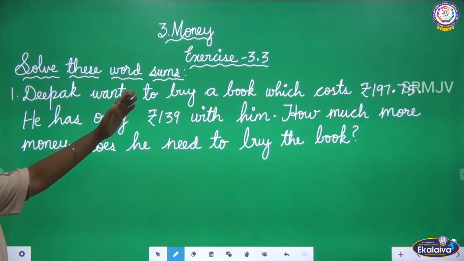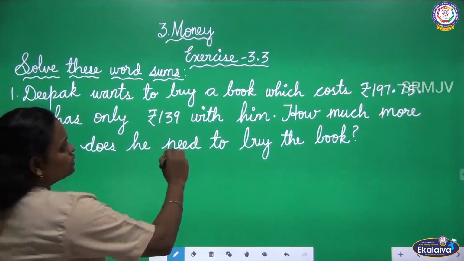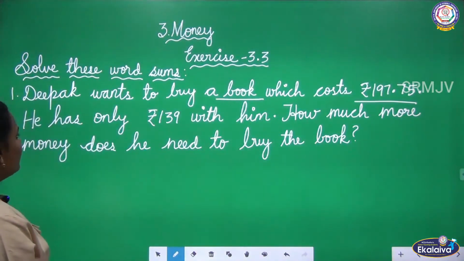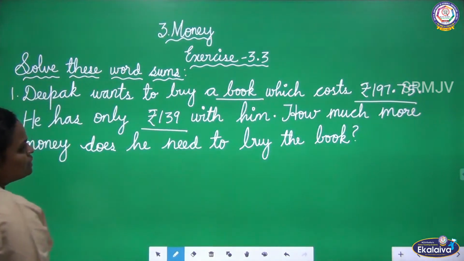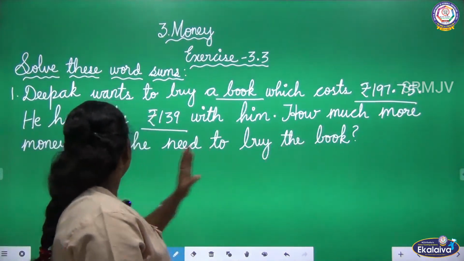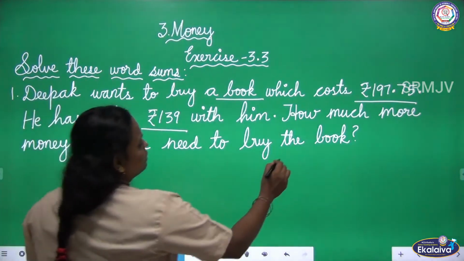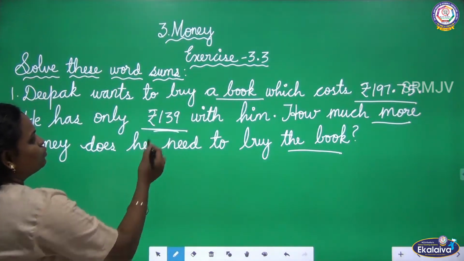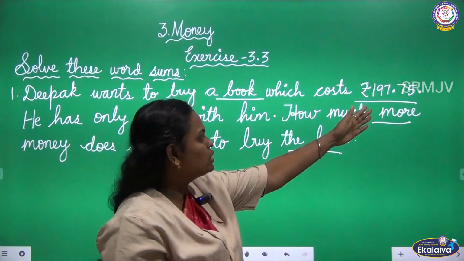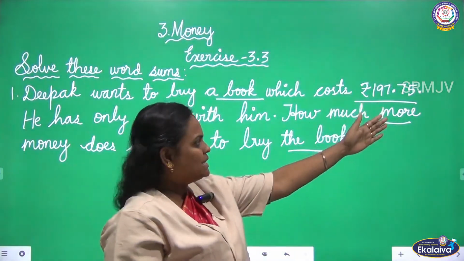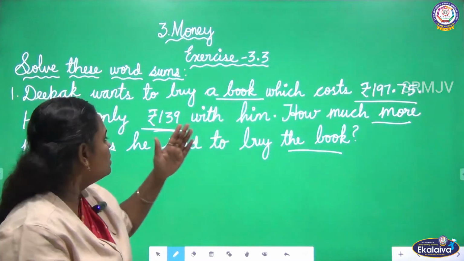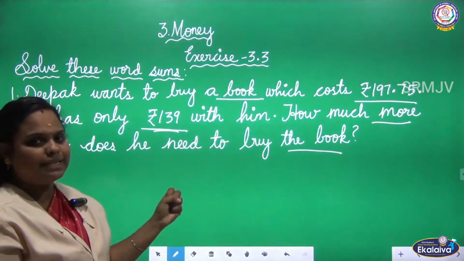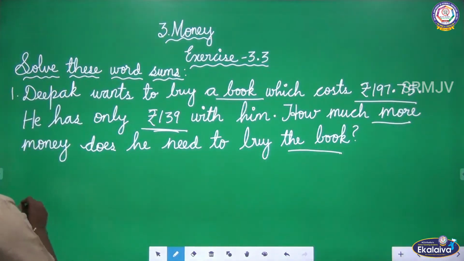Solve these word sums. Deepak wants to buy a book which costs rupees 197 rupees 75 paise. He has only rupees 139 with him. How much more money does he need to buy the book? So how much more money he needs? But he has only rupees 139. So what is the cost of the book? The cost of the book is 197 rupees 75 paise. So if you subtract 197 rupees 75 paise minus rupees 139, then you will get how much more money he needs to buy the book. So write solution.